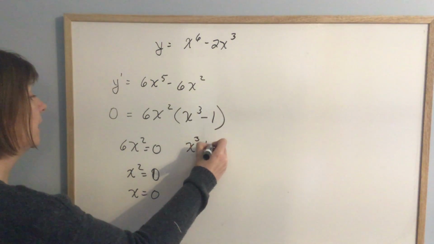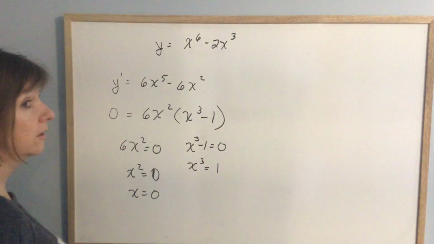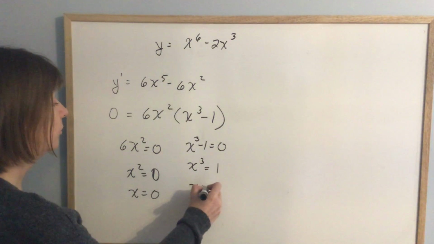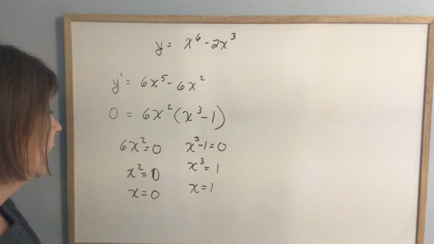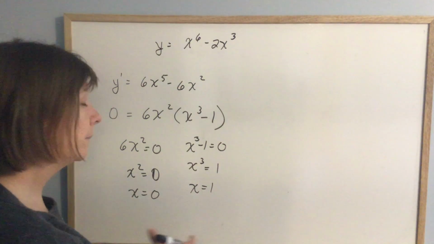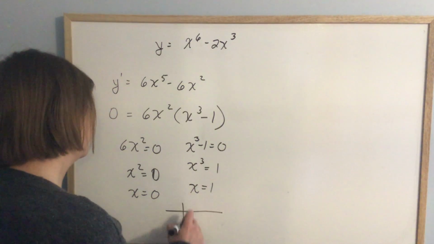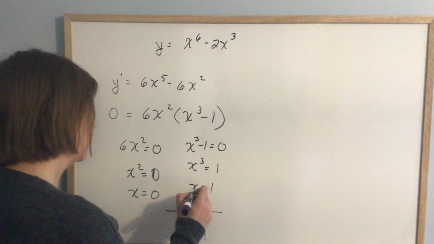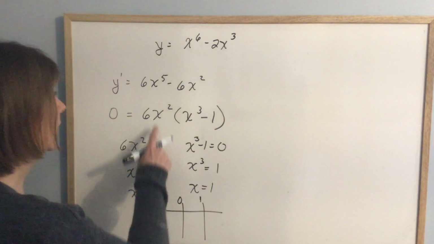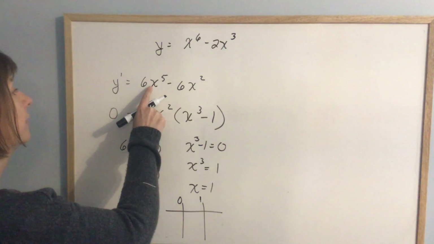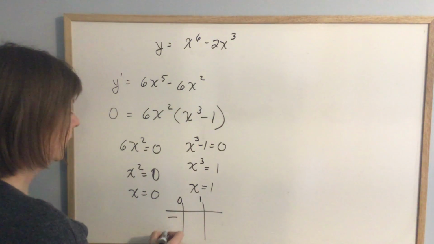So x cubed minus 1 could equal 0, which means x cubed is equal to 1. Just take the cube root of both sides. If you take the cube root of 1, you get 1. So those are my potential local maximums and local minimums. So 0, 1. If I pick a number less than 0, like -1, and I put it into here, I end up with -6 minus 6, which is -12, so I end up with a negative.